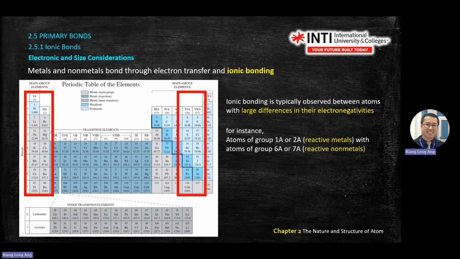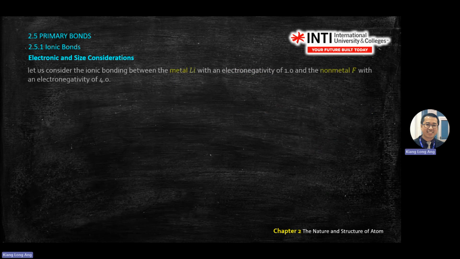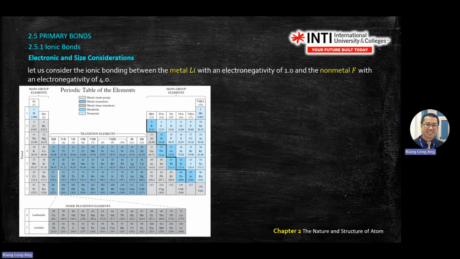Okay. So we did introduce in the previous lecture what a reactive metal is and what a reactive non-metal is. Okay. So let's see what happens in the electronic and size consideration in ionic bonding.